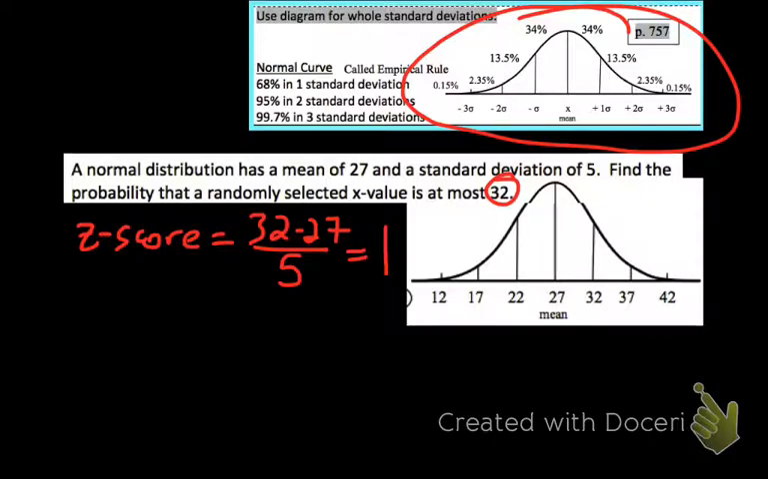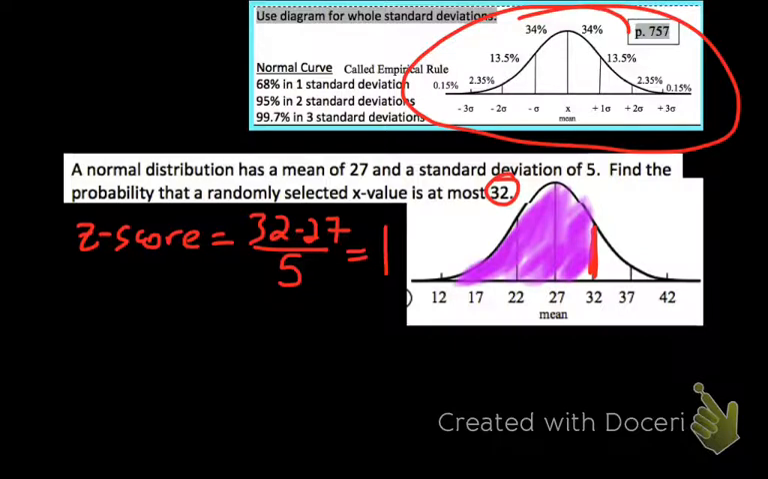If the z-score is 1, and I want to know the probability that I randomly selected an x value that is at most 32, that means I don't want to go any higher than 32. So what regions, what areas under the curve, am I looking for? Everything behind 32. What is the probability that I randomly pick a data point from all my data and it falls at 32 or lower? Well, that's just going to be each individual area added up.